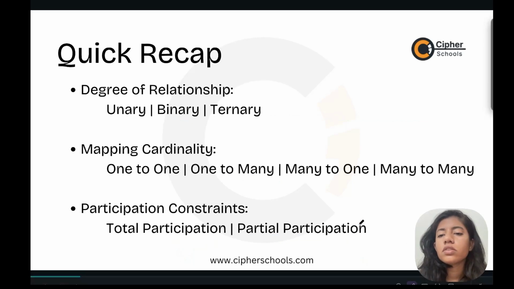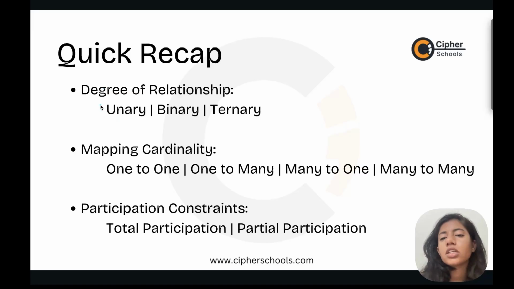So the next we discussed was degree of relationship. Like we discussed the three degrees. The first one was unary. Now unary means one, right? It is 1 degree relationship where only one entity is involved in that relationship. Like a person is friend of person, so only one entity is involved here, right? So this is what we discussed.